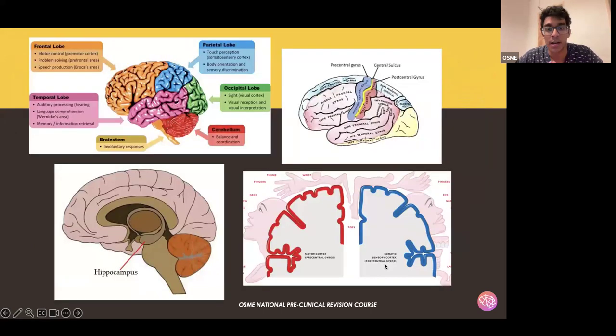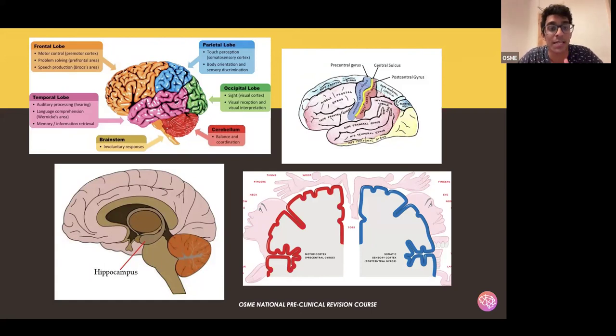Moving forwards, this image shows you the key functions of these different lobes. I'm sure a lot of this is very familiar from all the essays and lectures you would have had. A lot of the motor control is done in the frontal lobe. A lot of somatosensation is done in the parietal lobe. The occipital lobe is for vision. The temporal lobe is for auditory processing, as well as the site of the hippocampus. And then you've got the cerebellum for balance and coordination, and the brainstem for involuntary reflexes.